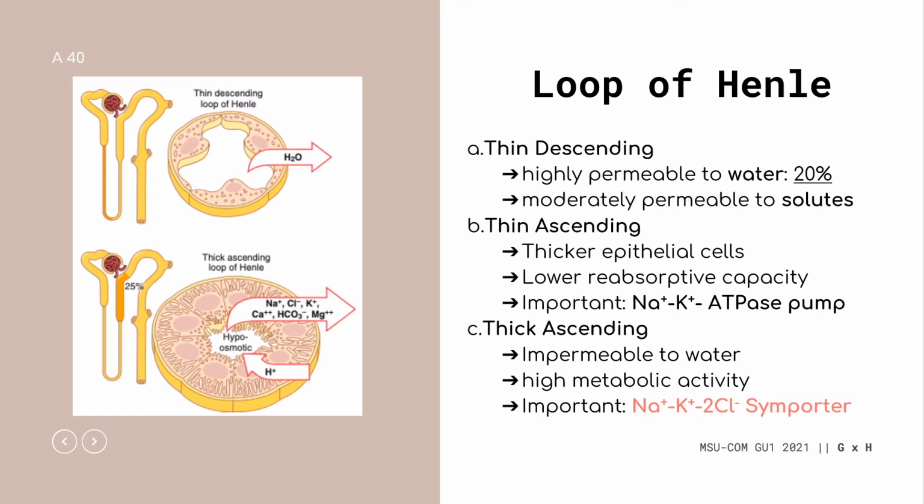The thick ascending limb in particular, aside from being impermeable to water, is capable of active reabsorption of some electrolytes thanks to its cells' high metabolic activity. One thing of importance is that in the thin ascending limb, what's important is the sodium-potassium ATPase pump, whereas in the thick ascending limb, a place that is impermeable to water, the important channel is the sodium-potassium-2-chloride symporter.